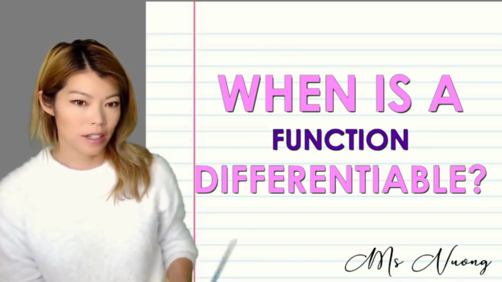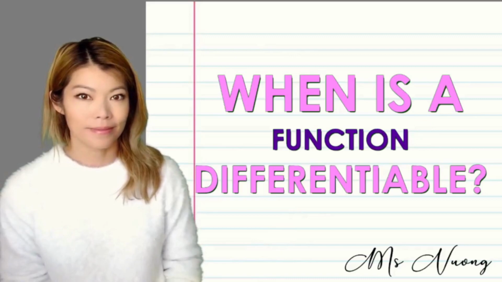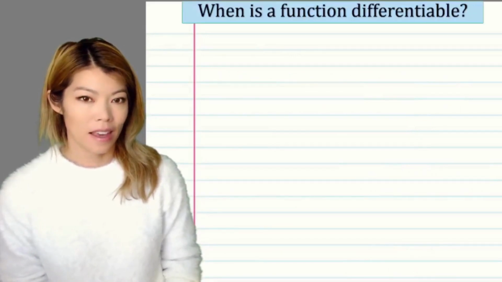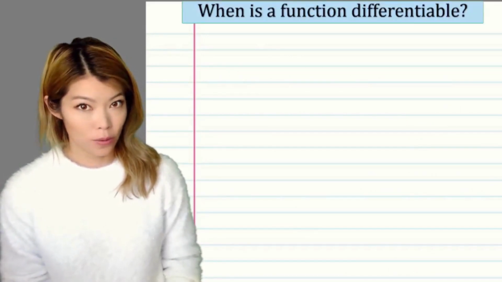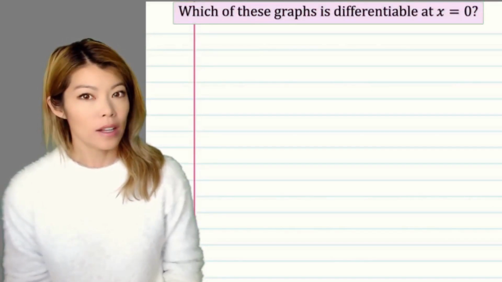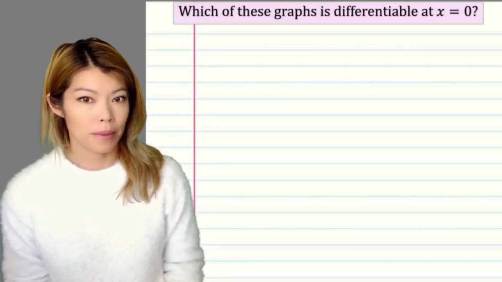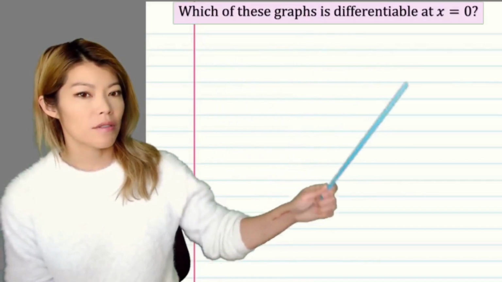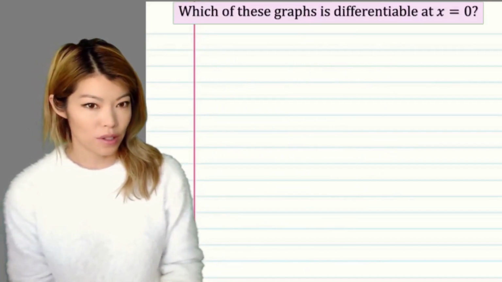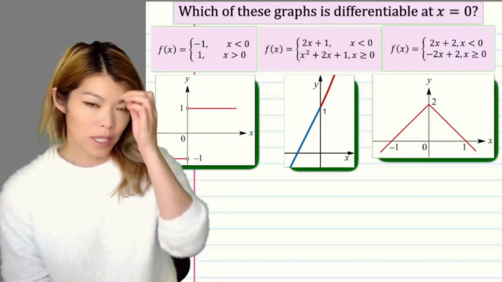Is a function differentiable? When is a function differentiable? We had a look at this example last year, but let's revisit this. Which of these graphs is differentiable at x equals 0? I'm going to give you some time to have a look at this.